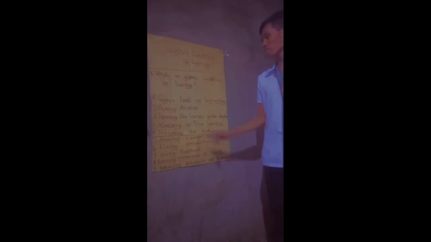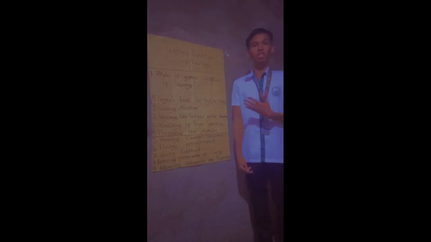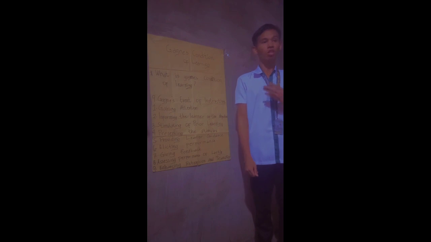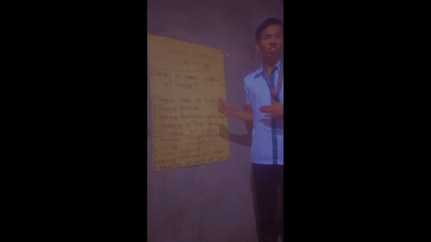Second, informing the learner of the objectives. When you say informing the learner of the objectives, these are statements that describe what learners should be able to do or understand after completing a learning experience. Of course, these serve as a guide for educators and help in designing effective lessons and assessments.